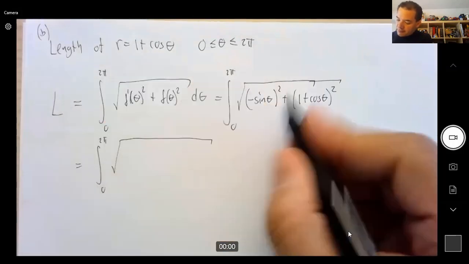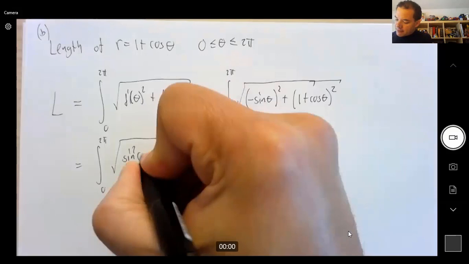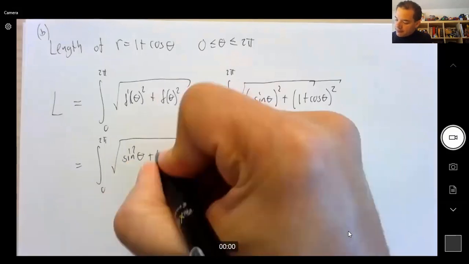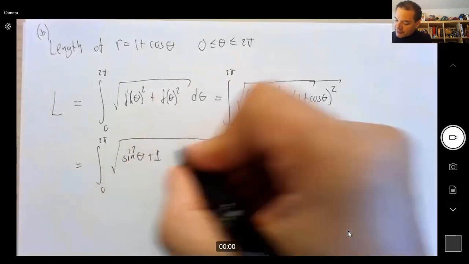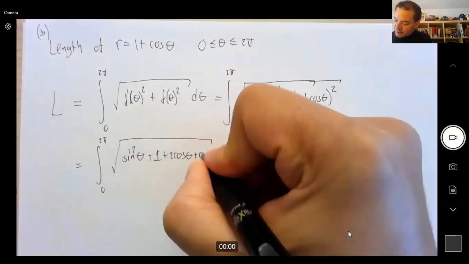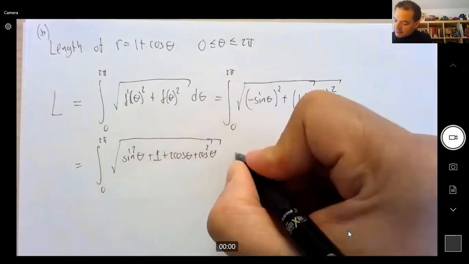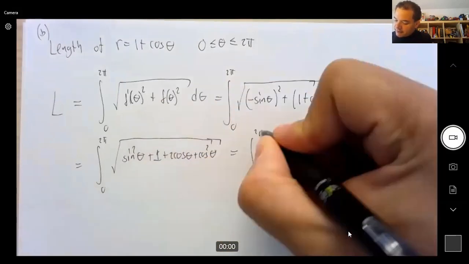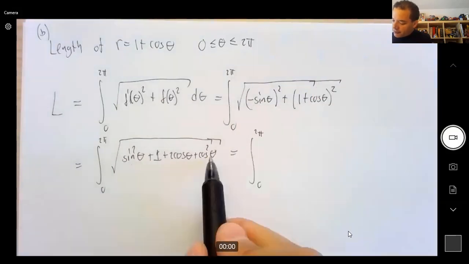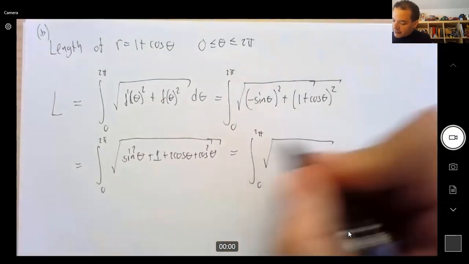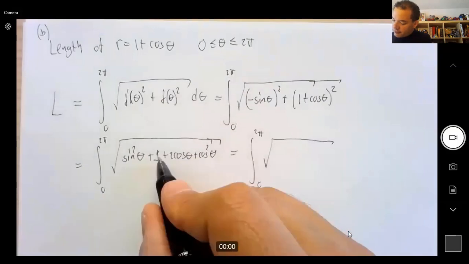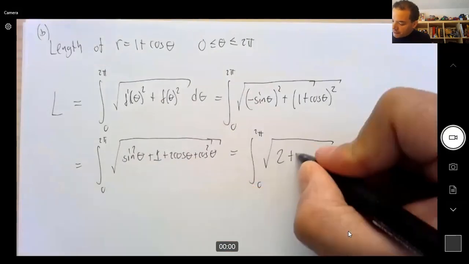So this now becomes sine square plus 1 plus 2 cosine theta plus cosine square. And sine square plus cosine square is 1. So the integral that I have is 1 plus 1 is 2 plus 2 cosine theta.